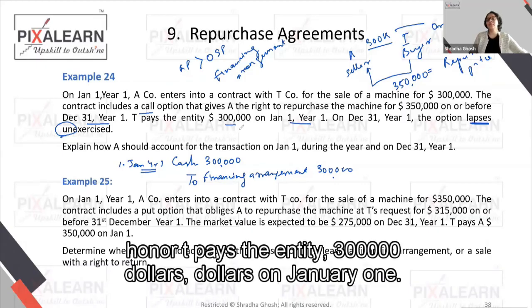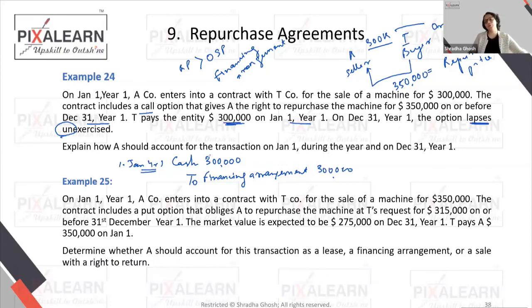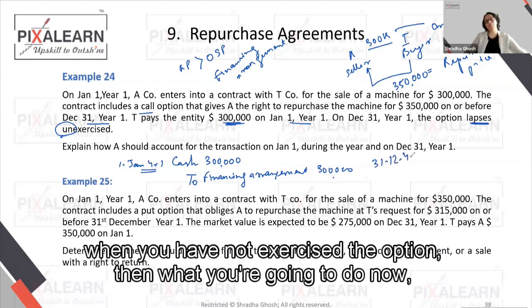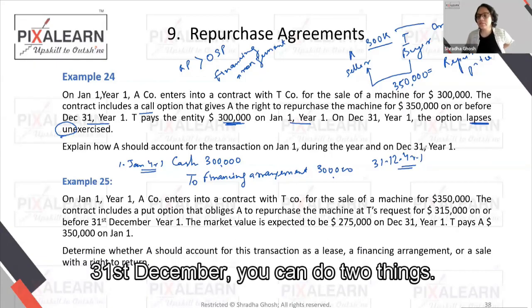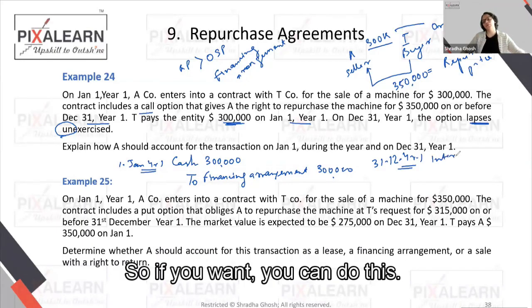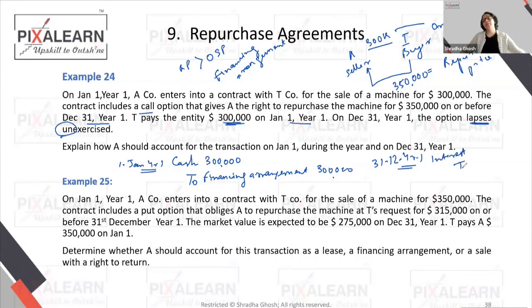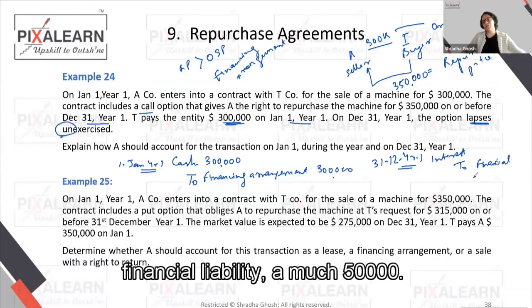T pays the entity $300,000 on January 1, and on the 31st, the option lapses unexercised. So what do you do? On the 31st, when you have not exercised the option, you're going to book the sale in your books. It is up to you. On 31st December, you can do two things. First, you can accrue the interest liability. If you want, you can do this: book interest and create a credit for the financial liability.